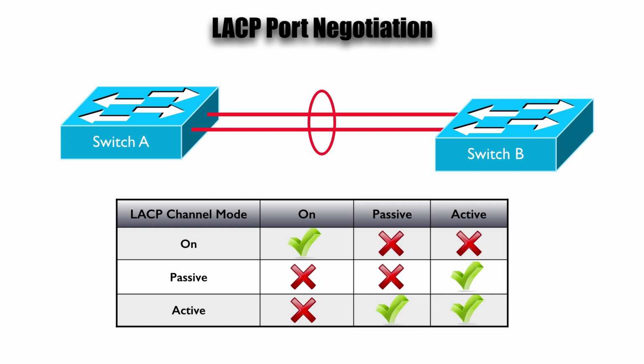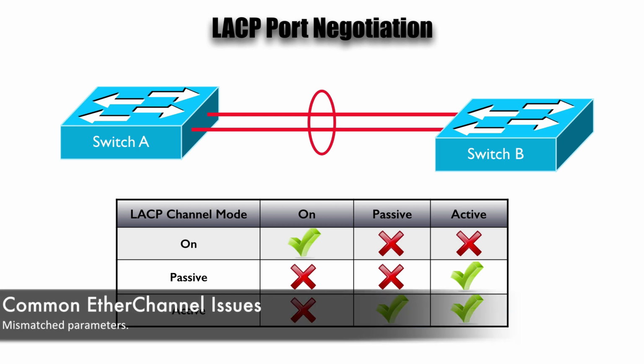Now let's talk from a troubleshooting perspective about some things that might prevent an EtherChannel from forming. A really common reason that an EtherChannel doesn't form correctly is we have mismatched parameters on each side of the channel. Each port needs to match in terms of duplex and speed. They need to be identical.